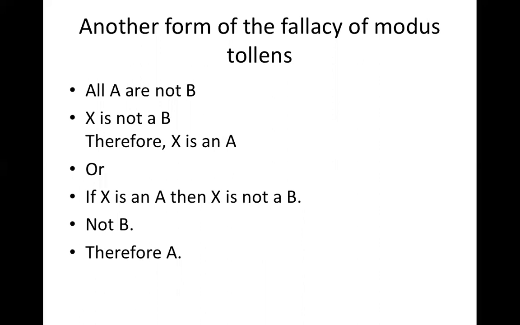So let's look at another form of the fallacy of affirming the consequent. All A are not B. X is not a B. Therefore, X is an A. Remember that two negatives form a positive. When you combine two negatives, what you have is a positive. So all A are B, X is not a B. You can as well remove the negatives in the two and have positive statements: All A are B, X is a B. So that is an argument that affirms the consequent.